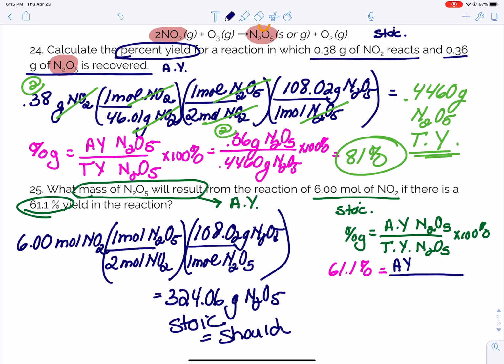My actual yield is still the numerator. The bottom is 324.06. So divide both sides by 100%, which basically just moves the decimal place over to 0.611. And then I multiply that by 324. So the answer to my question, how much will actually be made? 3 significant figures here, 198 grams of N2O5.